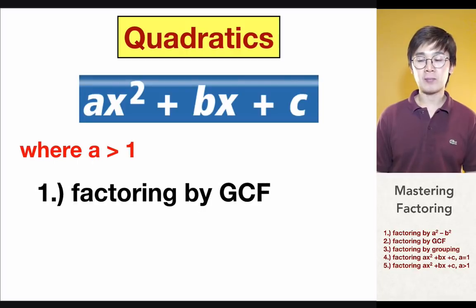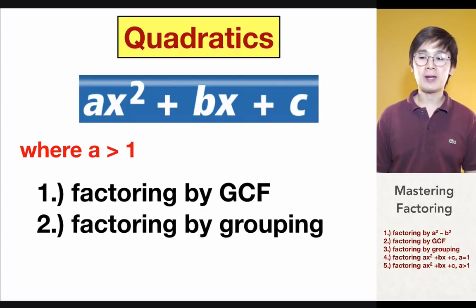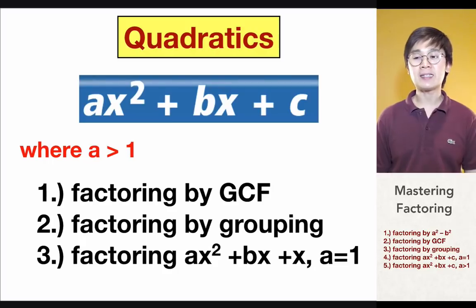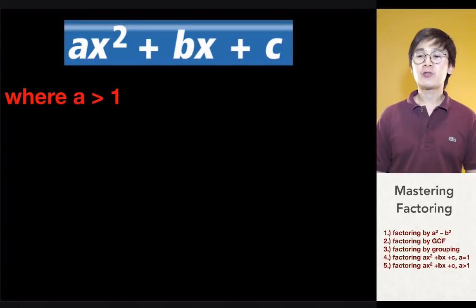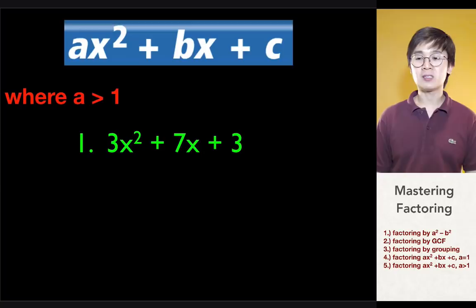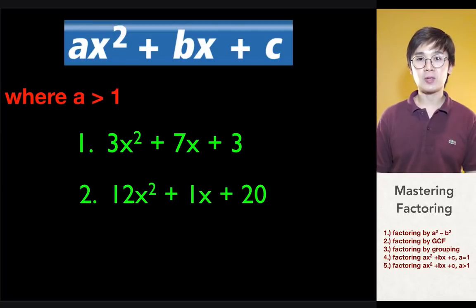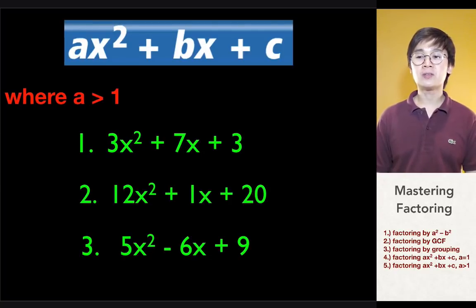We'll be using factoring by GCF, factoring by grouping, and we'll also be seeing a factoring technique that we used a while ago. So let's go ahead and see what are some examples of this quadratics that fall under this category. So if your leading term is greater than 1, that means you could have a quadratic equation similar to 3x squared plus 7x plus 3, or similar to these other two quadratic equations that you're seeing. So notice that the leading term of your quadratic term is no longer 1, but greater than 1.